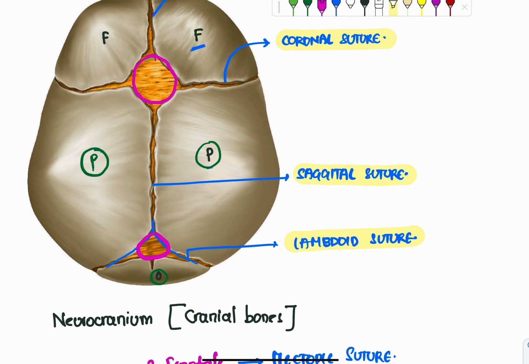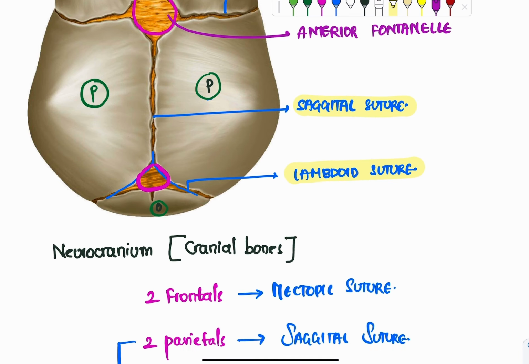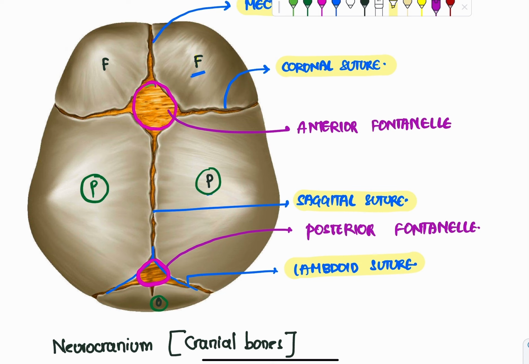So this fontanelle which is on the front, this is called as anterior fontanelle. Okay. And which is on the back over here, this is called as posterior fontanelle or occipital fontanelle. Okay. Posterior fontanelle. Okay.